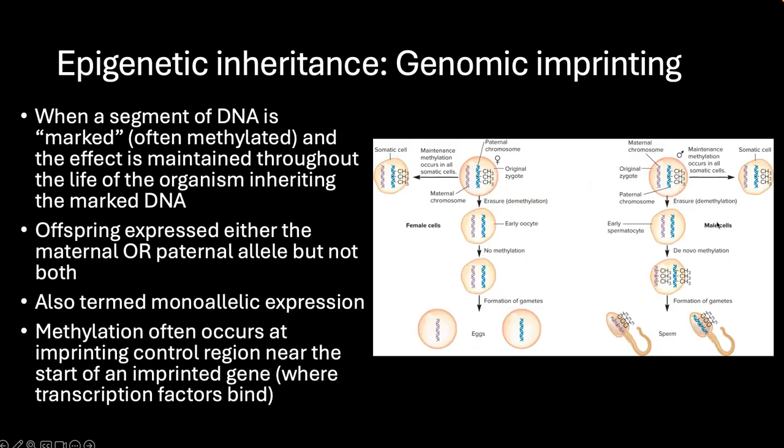There is another form of epigenetic inheritance called genomic imprinting. This inheritance pattern is typically due to methylation, which stops the expression of a particular gene in either the maternal or paternal copy of the gene. This results in the offspring expressing either the maternal or paternal allele, but not both. As discussed previously, methylation affects gene expression when it binds to regions that affect the binding of transcription factors.